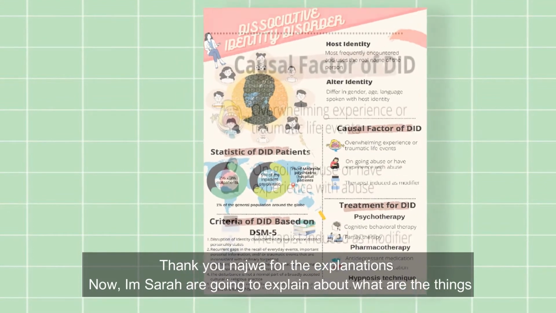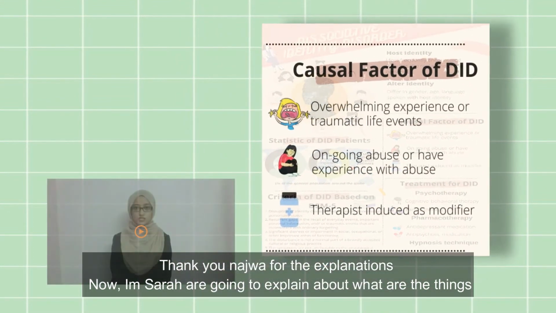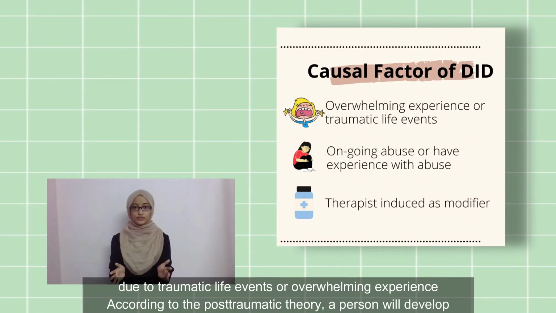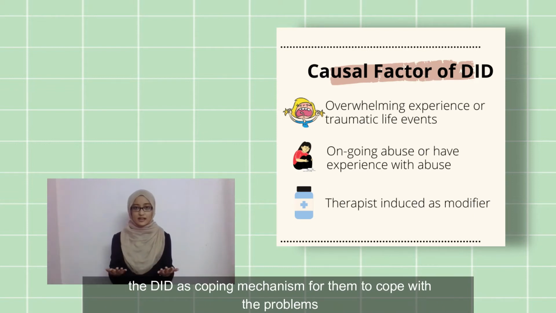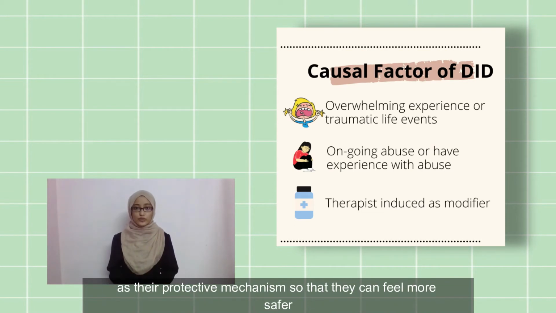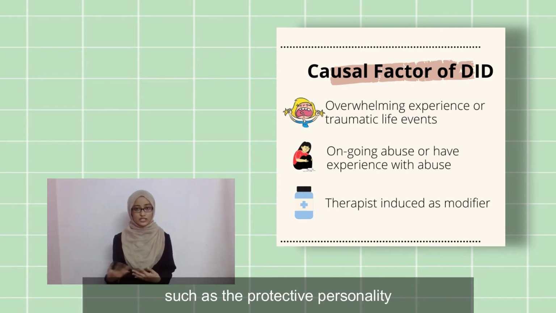Now, I'm Sarah. I'm going to explain the things that influence DID. First of all, DID can occur due to traumatic life events or overwhelming experiences. According to post-traumatic theory, a person will develop DID as a coping mechanism to cope with the problem. For example, a person cannot cope with the emotion they get from the overwhelming experience, so they tend to develop DID as their protective mechanism so that they can feel safer, such as with a protective personality.